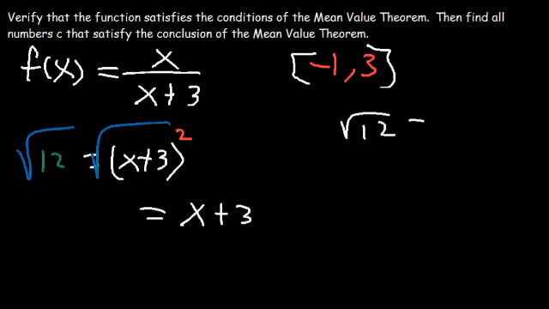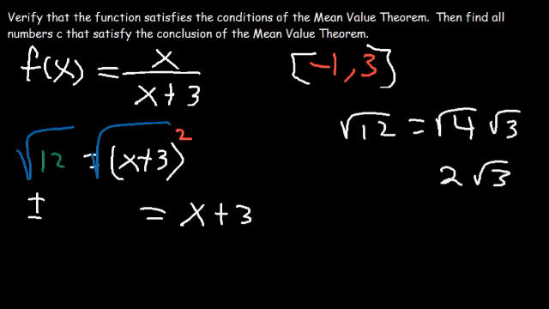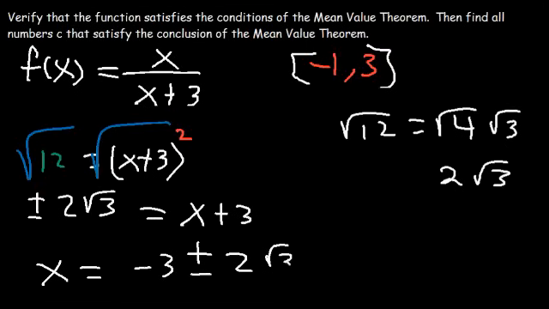Now square root 12, we could simplify it. This is 4 times 3, and the square root of 4 is 2. So it's plus or minus 2 root 3. So x is equal to -3 plus or minus 2 root 3 if we subtract both sides by 3. So we have two answers. -3 plus 2 root 3. The first answer is positive 0.464 as a decimal.